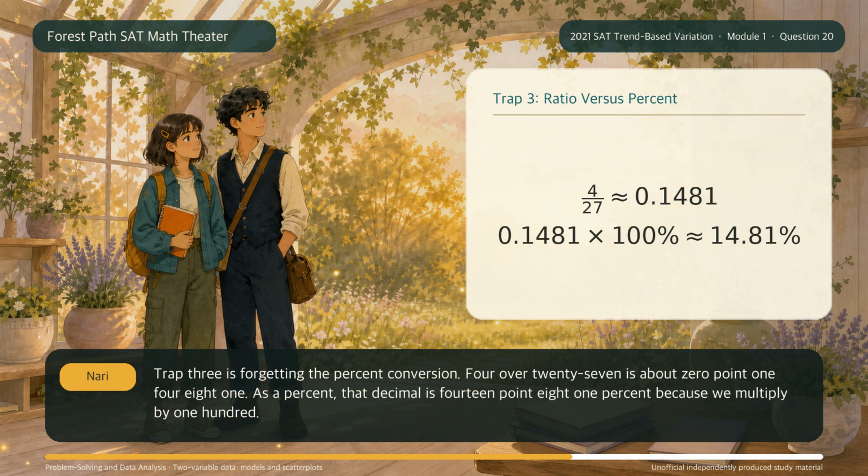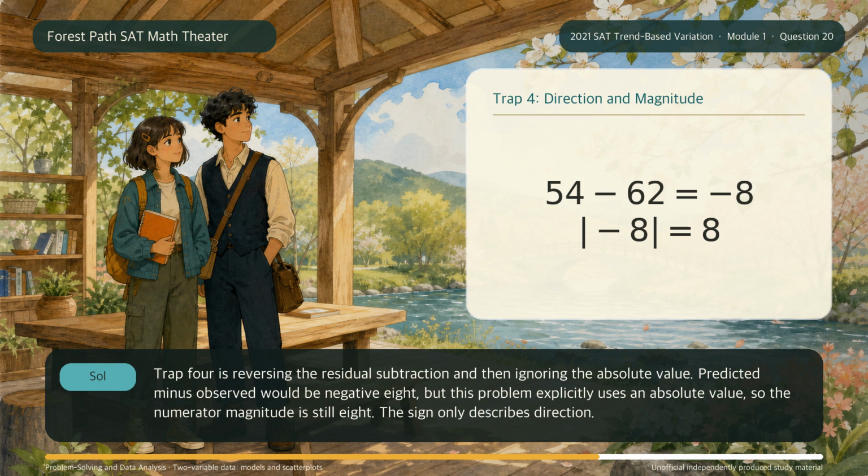Trap 3 is forgetting the percent conversion. 4 over 27 is about 0.1481. As a percent, that decimal is 14.81% because we multiply by 100. Trap 4 is reversing the residual subtraction and then ignoring the absolute value. Predicted minus observed would be -8, but this problem explicitly uses an absolute value, so the numerator magnitude is still 8. The sign only describes direction.